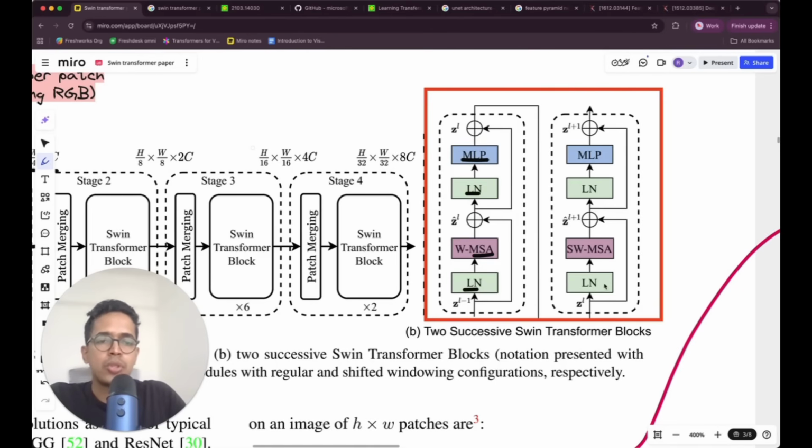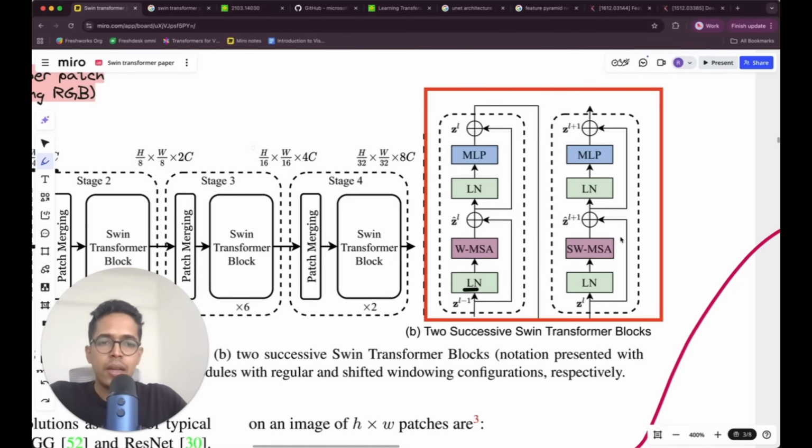Then the same thing goes through one more block of layer normalization, multi-head self-attention, but this is the shifted window multi-head self-attention, which we will discuss soon. And then you have a skip connection around the multi-head self-attention block, then layer normalization, multi-layer perceptron, right? So this is very, very similar to the normal transformer architecture. Then you might have a question: if it looks so simple and familiar, why did I say in the beginning that this part is tricky to understand?